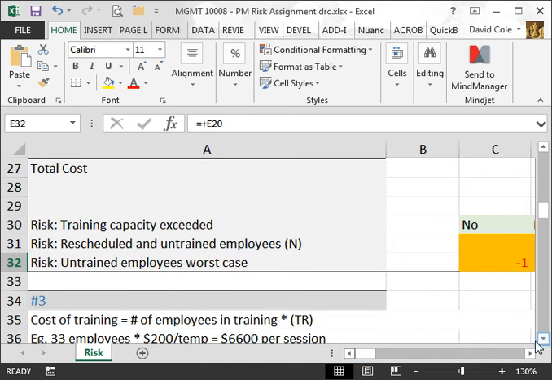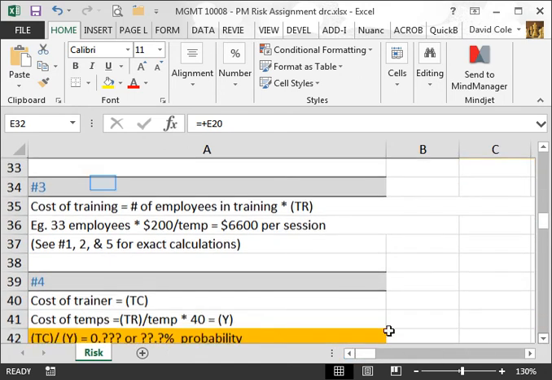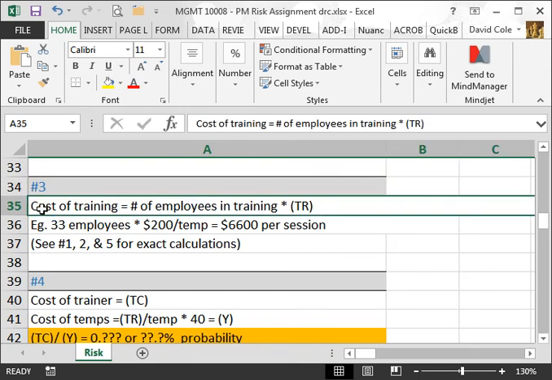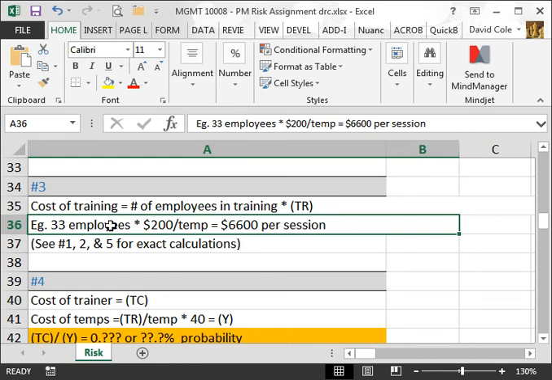To answer question 3, the cost of training the employees. This again is going to be the calculation. We have 33 employees times the $200 temp fee times 6 equals $6,600 per session as an example. So again, the calculations are included up above.